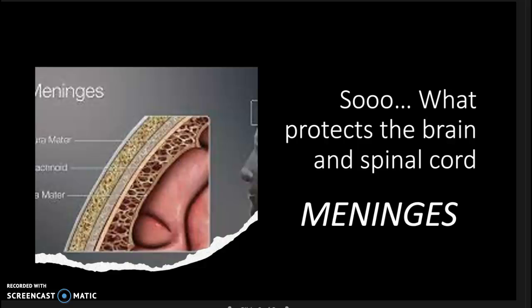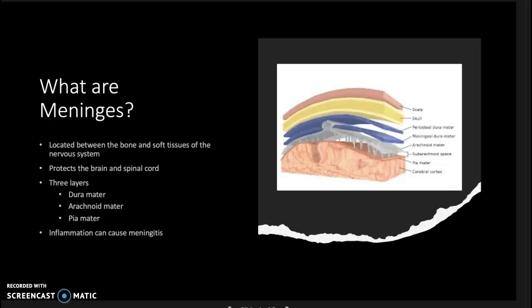So, what protects the brain and the spinal cord? Meninges. So, what are meninges? Located between the bone and the soft tissues of the nervous system, they protect the brain and the spinal cord. The three layers are the dura mater, the arachnoid mater, and the pia mater. Inflammation of these can cause meningitis.